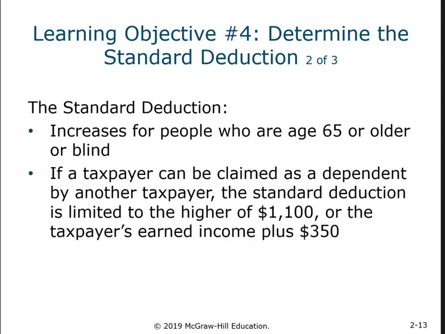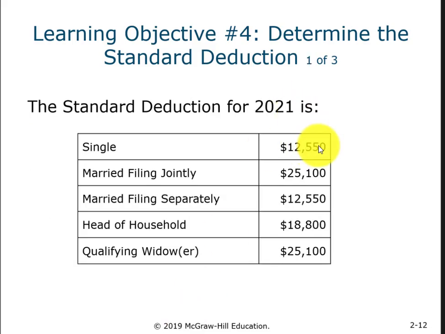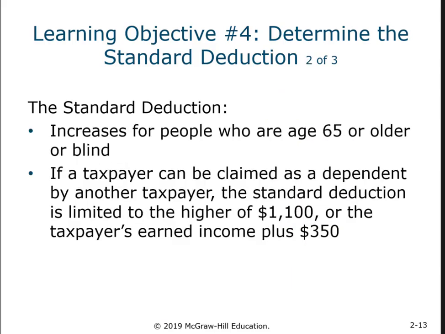So if I have a job and I make $2,000 and I'm a dependent on someone else's tax return, then my standard deduction would be the $2,000 I earned plus the $350, but never more than $12,550. You can never have this combination of earned income plus $350 be more than $12,550. So $12,550 is the maximum standard deduction you could have. Most of the time, this is for those with low income amounts, kids, that sort of thing, and therefore it is not an issue with the full standard deduction for a single individual.